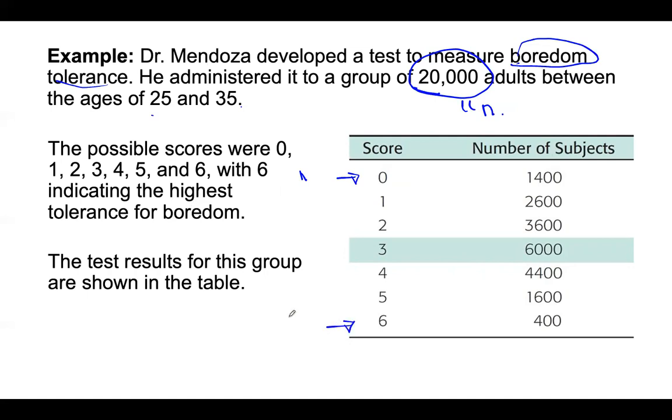So this is like you have a tolerance. This is like basically no tolerance. And then you have a score in between. And these are the numbers of subjects. You can add this up and you would see that you get 20,000 people. You can pause the video and just add it up and make sure.